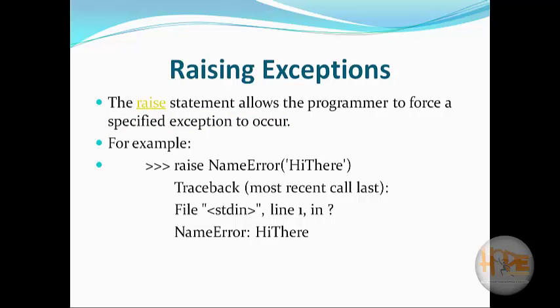The parser repeats the offending line and displays a little arrow pointing at the earliest point in the line where the error was detected. The error is caused by the token preceding the arrow. In the example, the error is detected at the keyword print, since a colon is missing before it.